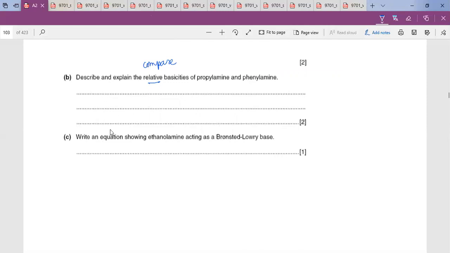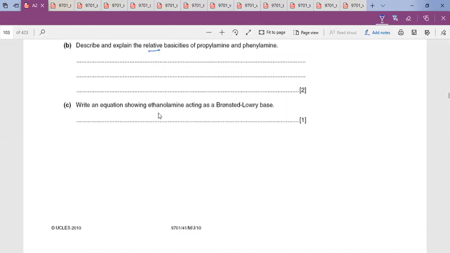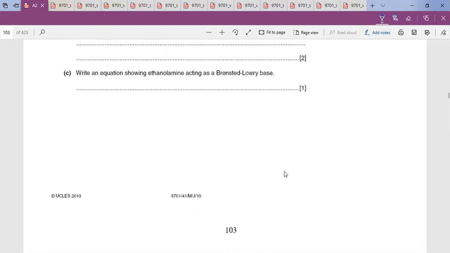Why is the other less? They also ask you to write an equation to show ethanolamine acting as a Bronsted-Lowry base. What is a base? Remember, an acid is a proton donor, a base is a proton acceptor, that's all. Remember, I say again, a Bronsted-Lowry base is a proton acceptor. Don't say any more things. They say acting as, which means the equation here.